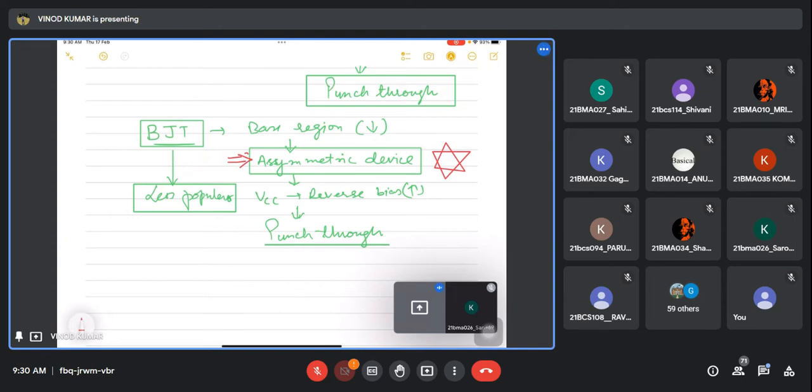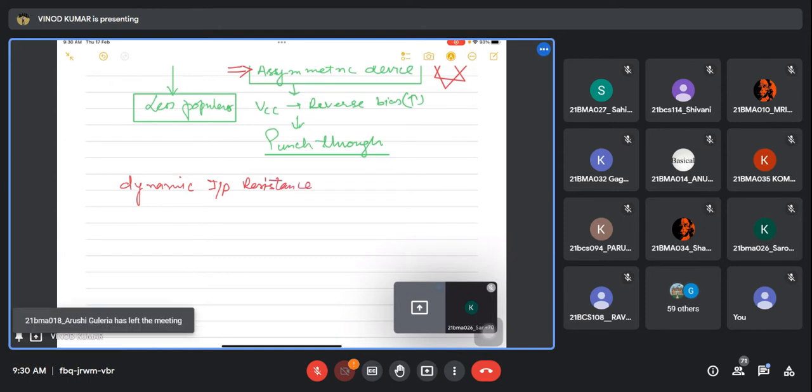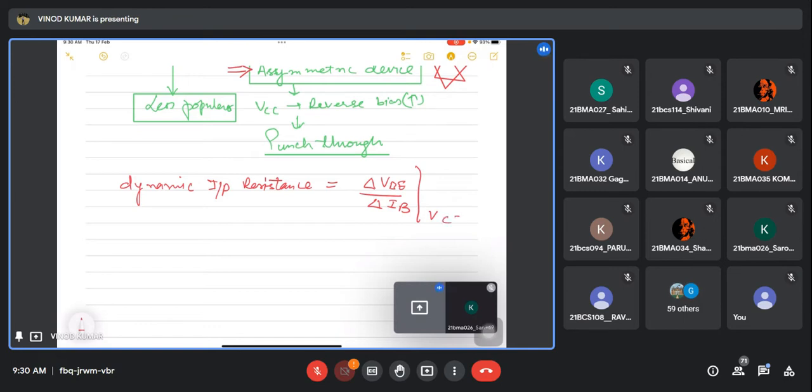All right. So if we talk about its resistance, dynamic resistance, or dynamic input resistance from this graph, then that is equal to delta VBE divided by delta IB, and this VCE is constant. Okay, that is what we have to define.